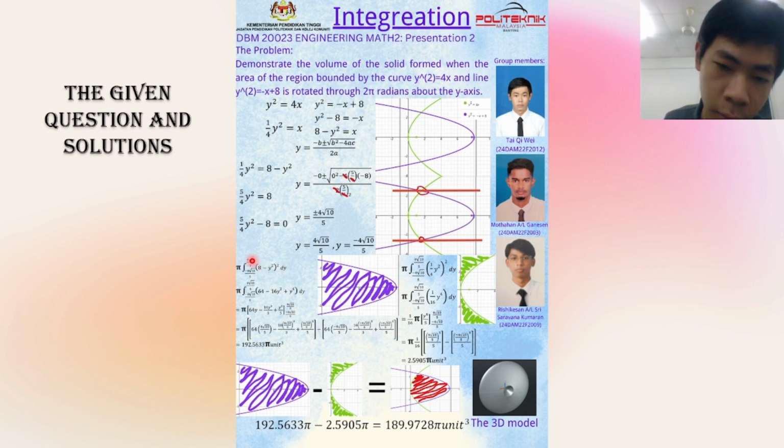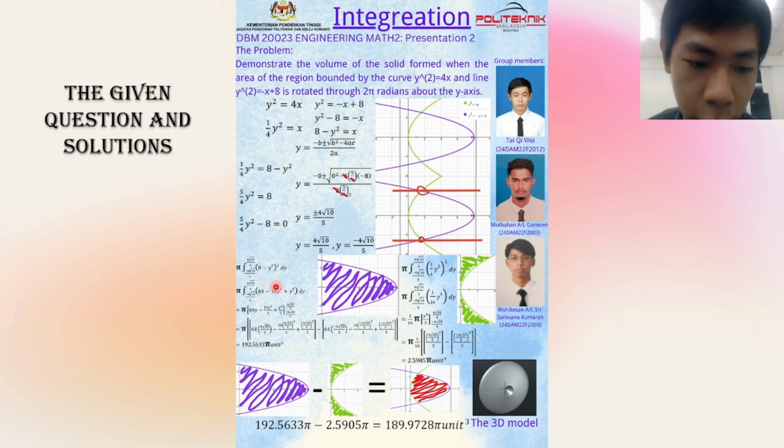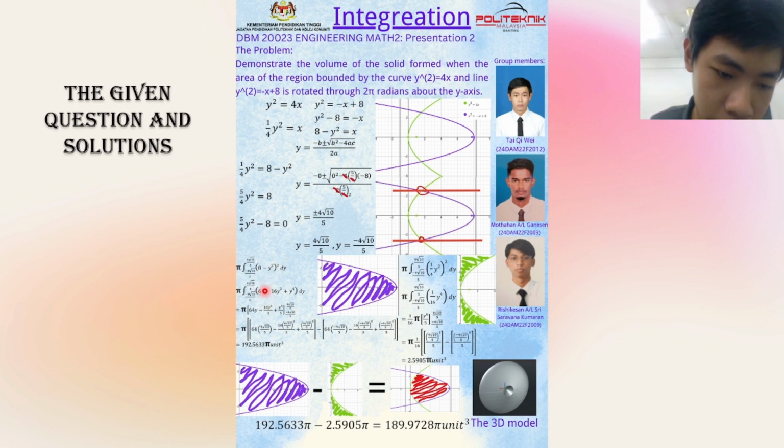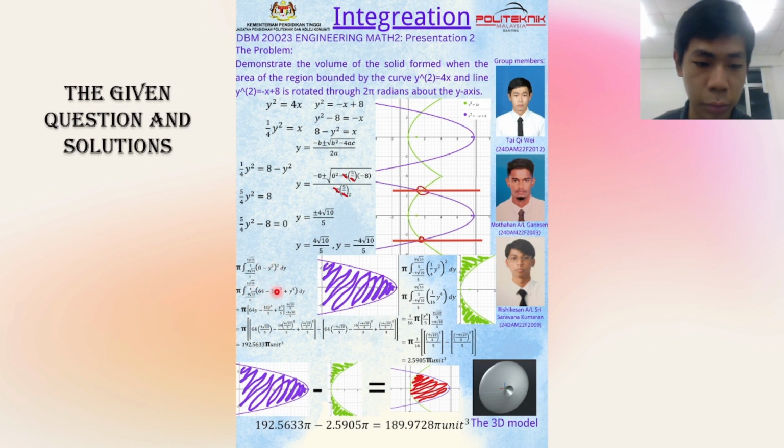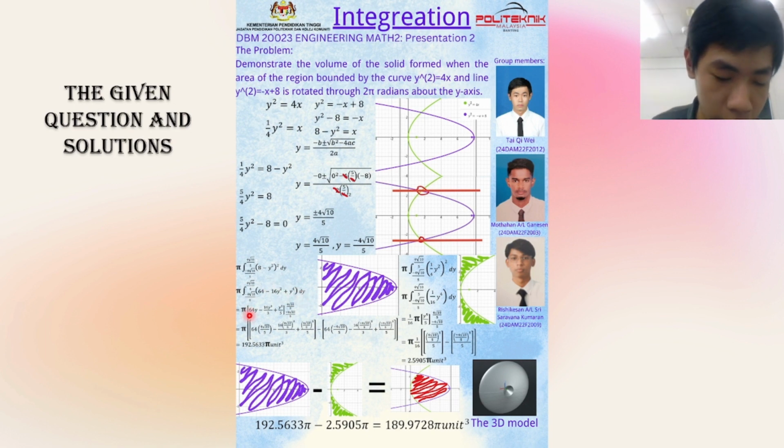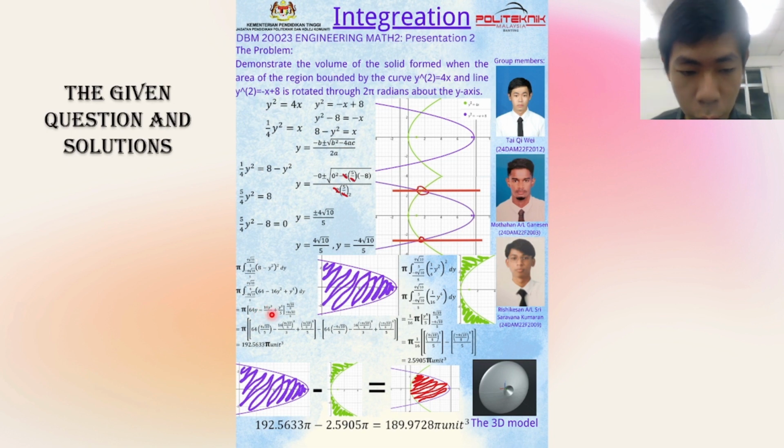So actually this is using x squared, because x is equal to this equation, so we need to square it out. After we square, we get 64 minus 16y squared plus y power 4. After we integrate it, we get 64y minus 16y cubed divided by 3 plus y power 5 divided by 5.